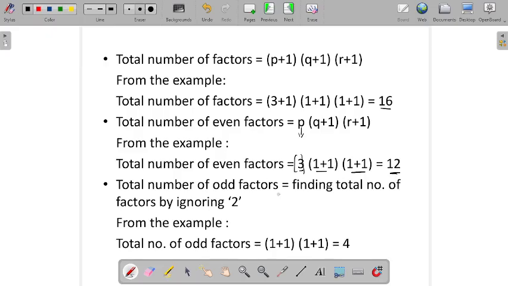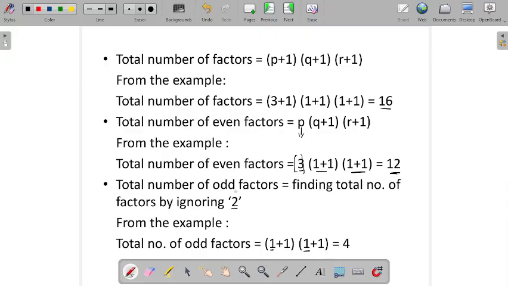Next, total number of odd factors. Here we should totally ignore 2, that means we should take only other powers, I mean other powers of prime numbers. For example, for 3, 1 is a power, and for 5, 1 is a power. So I have taken these values only.